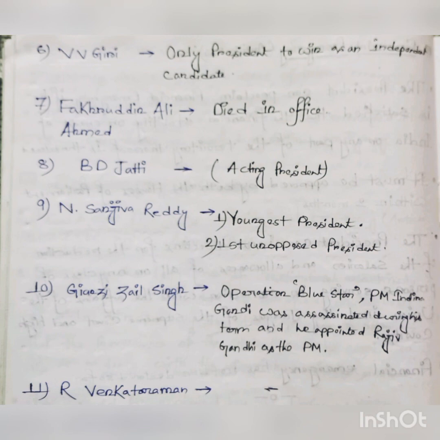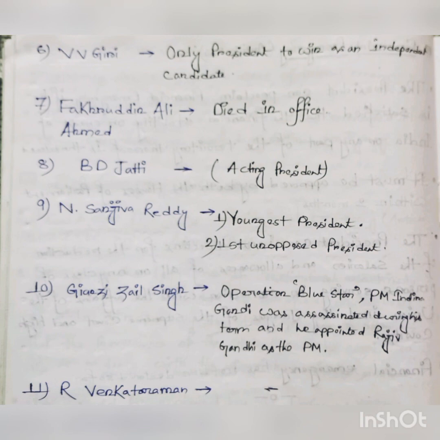Number 9, N. Sanjiva Reddy. Neelam Sanjiva Reddy. He was the youngest president of India. Number 2, he was the first unopposed president of India. Number 10, Giani Zail Singh. During his tenure, Operation Blue Star took place, Prime Minister Indira Gandhi was assassinated, and he appointed Rajiv Gandhi as the Prime Minister of India.